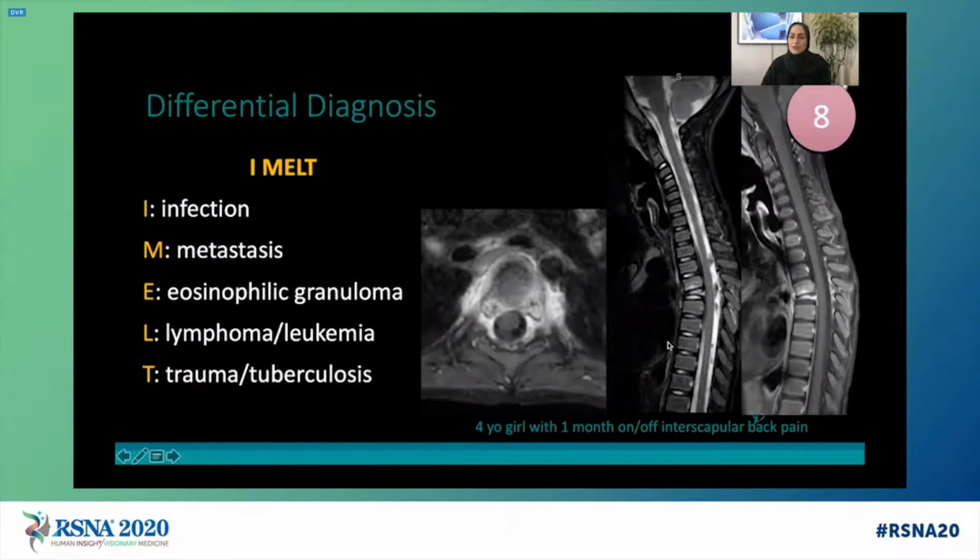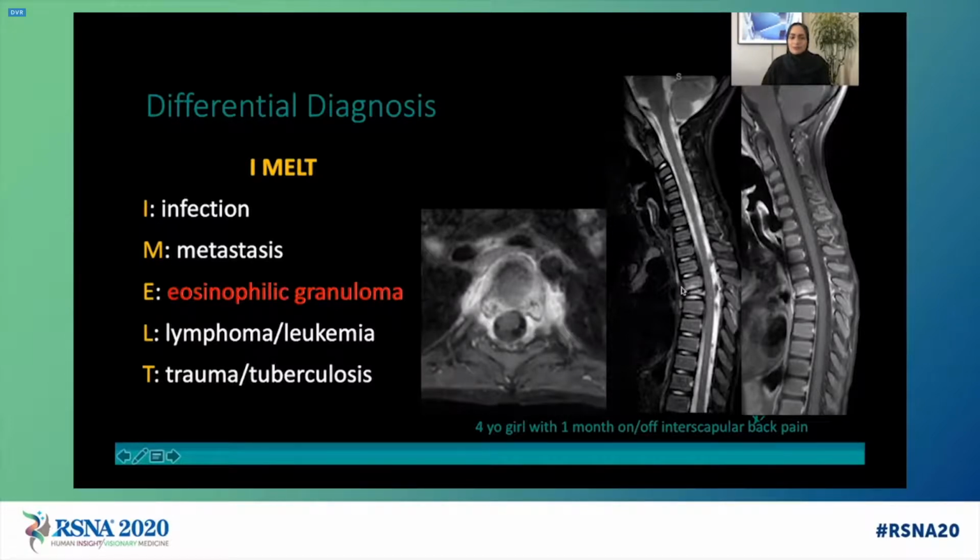So what do you think is the diagnosis? Which one of these would be the diagnosis? Well, you guys are correct. It is indeed eosinophilic granuloma. Langerhans cell histiocytosis is the most common cause of vertebra plana in this age group.